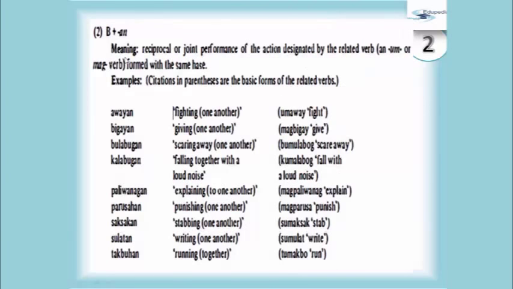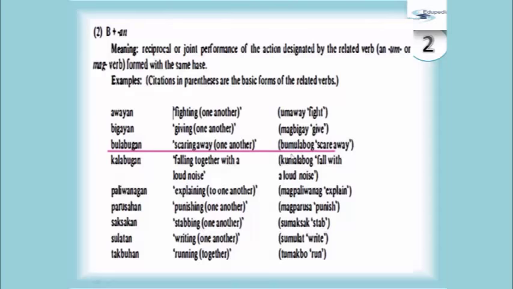The second one, we have the base plus an, meaning a reciprocal or joint performance of the action designated by the related verb, an or mag verb, which is formed with the same base. Example, citations in parentheses are the basic forms of the related verbs. Awayan, fighting one another. Umaway, fight. Bigayan, giving to one another. Magbigay, give. Bulabugan, scaring away one another.